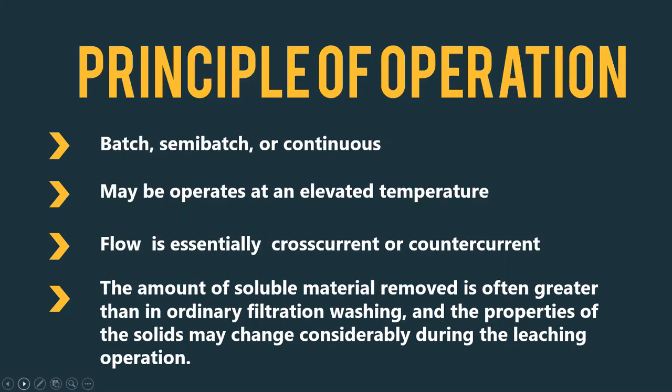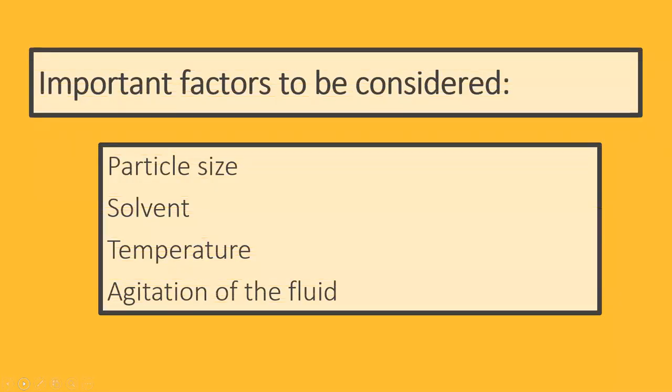Now, there are four very important factors to be considered in the process of leaching. These factors are the particle size, how big the particles are, the characteristics of the solvent, and the temperature, because it was mentioned in the previous slide that some leaching operations have to be carried out at elevated temperature. And there are also some leaching operations wherein there is some form of agitation, all with the purpose of enhancing recovery. So these are the very important factors to consider in leaching.